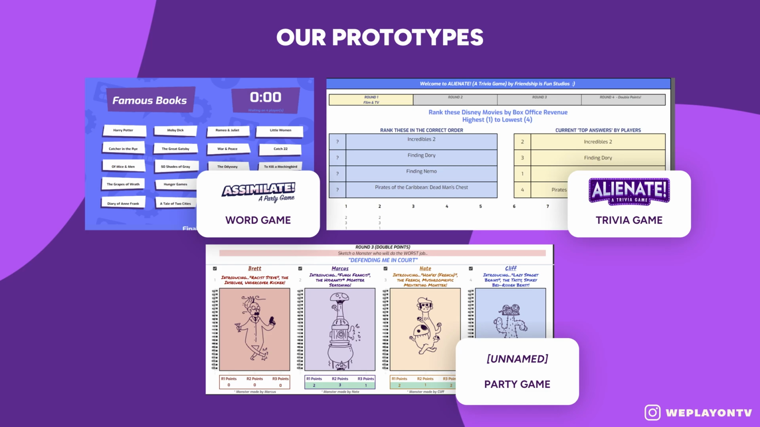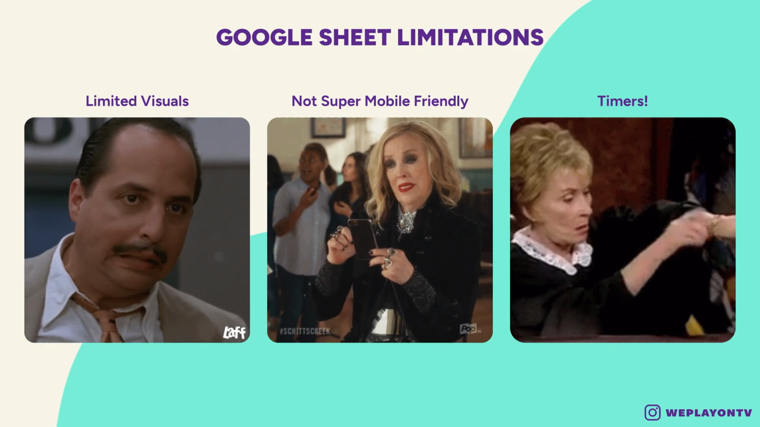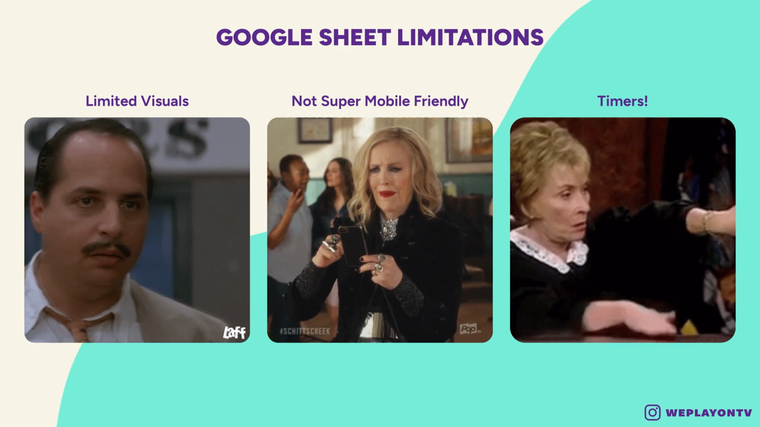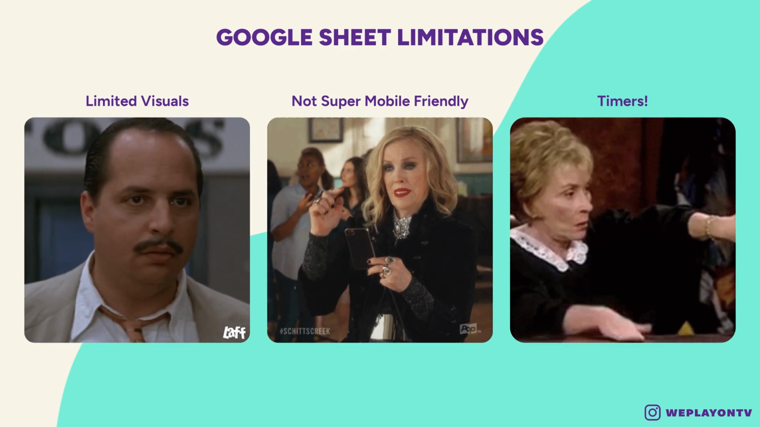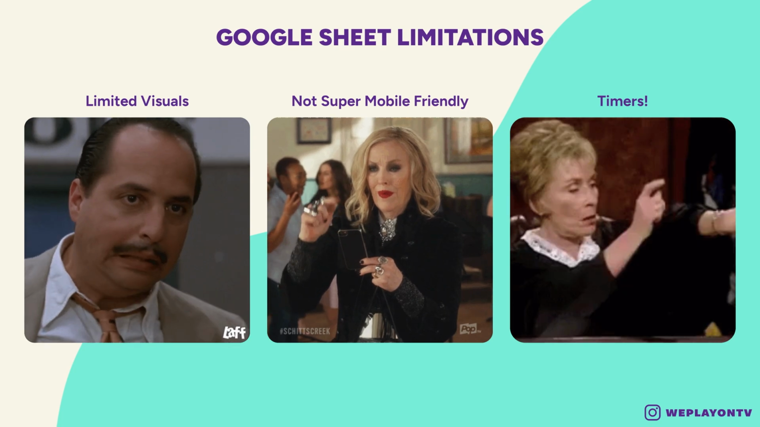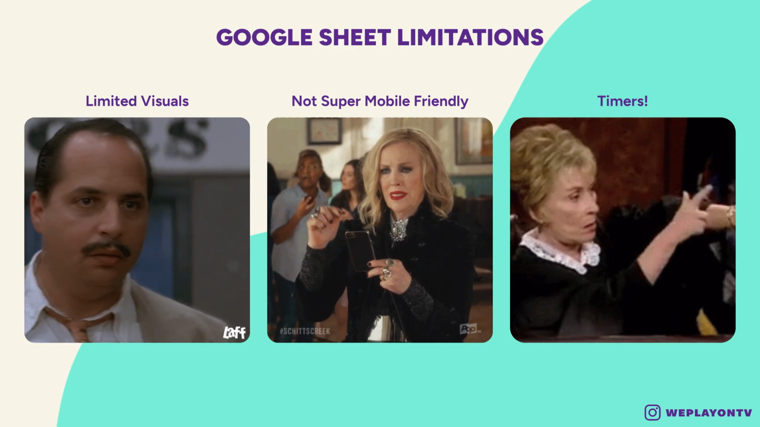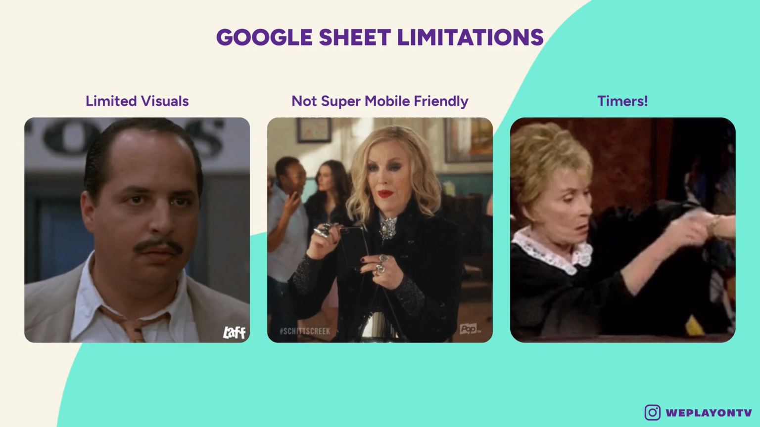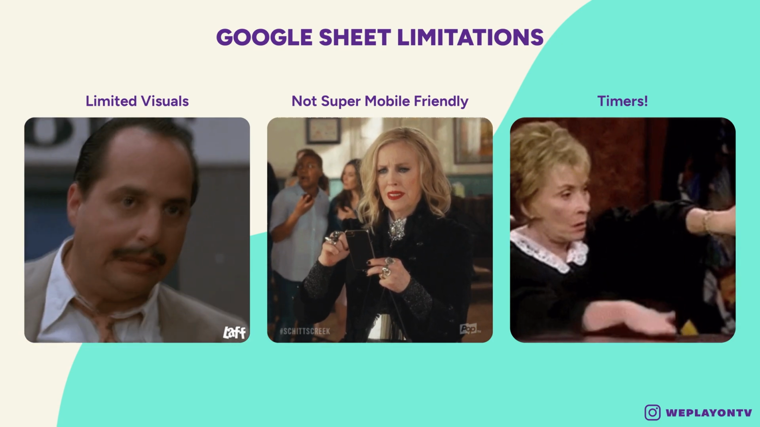Now that's not to say that Google Sheets does not have its limitations. For example, G Sheets drawbacks do include limited visuals, as you might have guessed. Occasionally slow on mobile. G Sheets does have a pretty effective, easy to use app, but the browser-based version can sometimes prove cumbersome for players who are trying to play on their phone. And then timers.